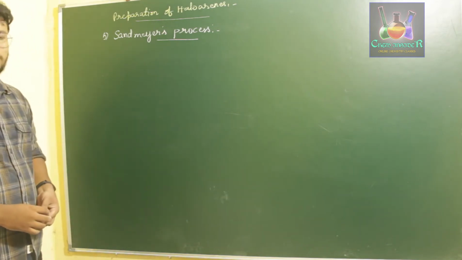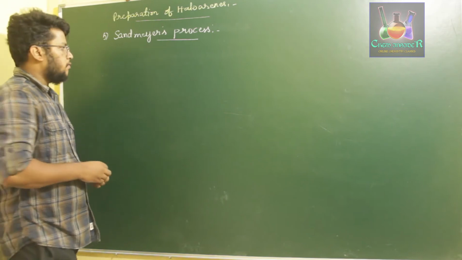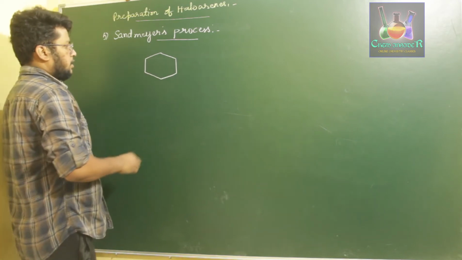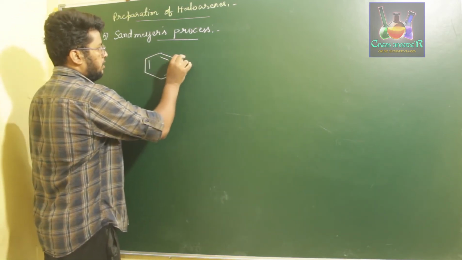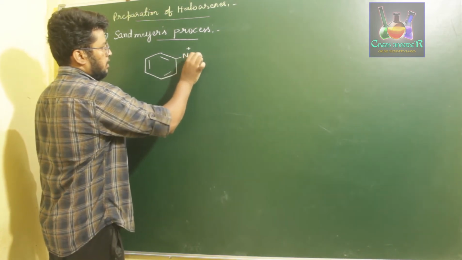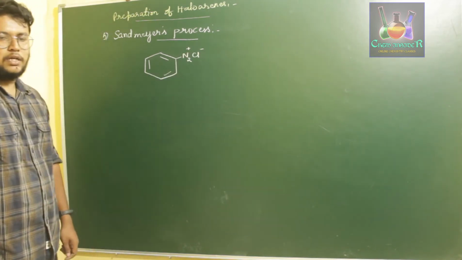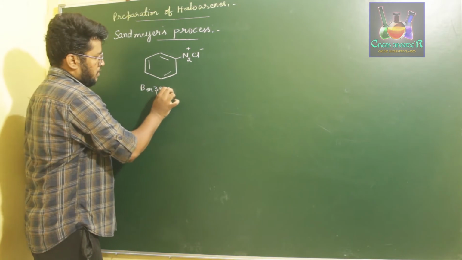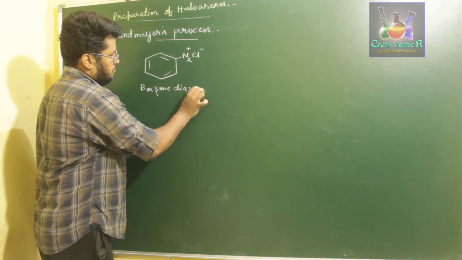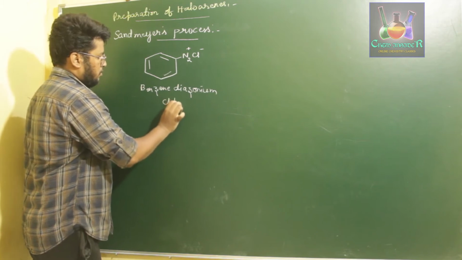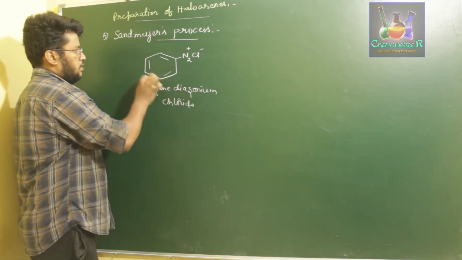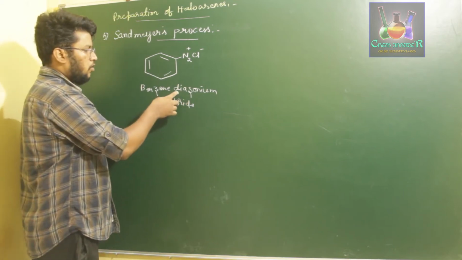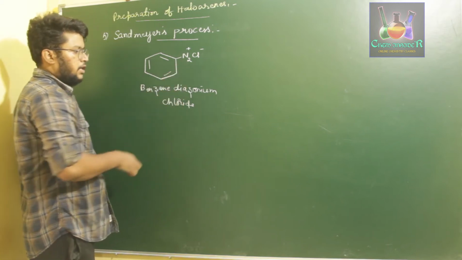For this Sandmeyer's process, we specifically use a substrate called benzene diazonium salt. That is, we have a benzene ring attached with N2+ Cl-. So this is benzene diazonium chloride. Benzene is nothing but our benzene ring. Diazo means nitrogen, which in Latin is called aza compound. Since we have two nitrogens, we call them diazonium.